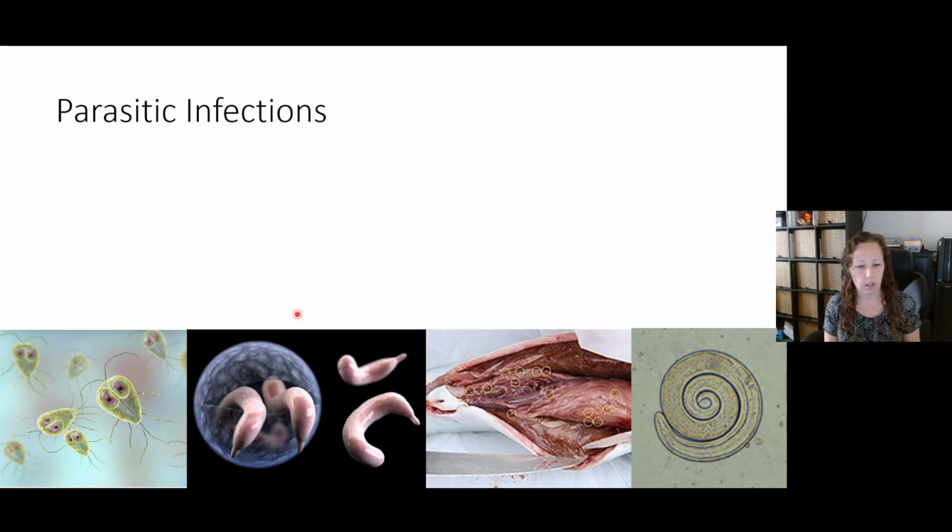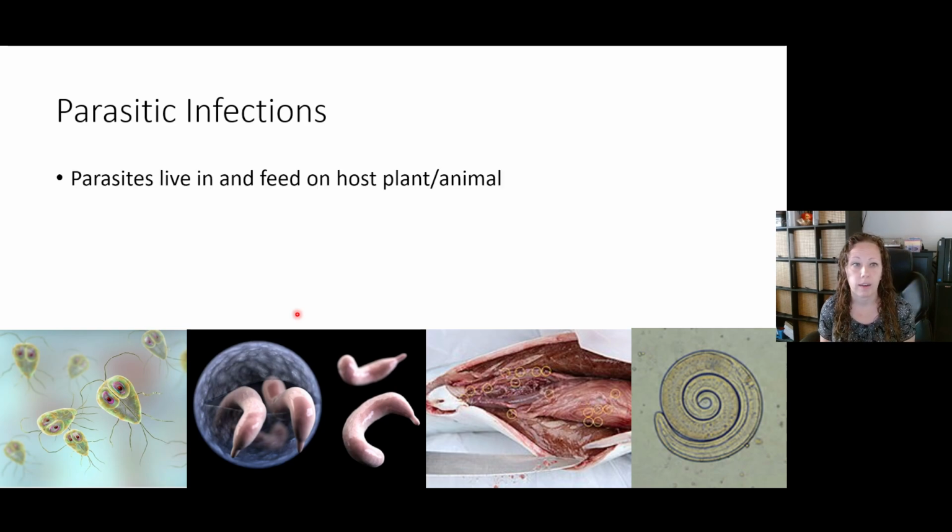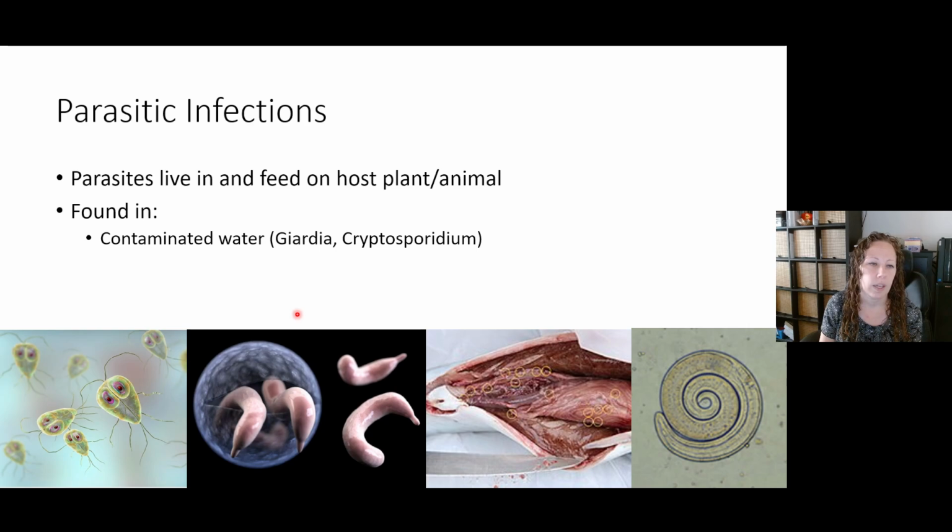Okay, so that's all we're going to go through for bacterial foodborne infections. And now let's go into the foodborne parasitic infections. So what are parasites? Parasites live and feed on the host plant or animal, and you do not want to be their next host. So they are found in potentially contaminated water.